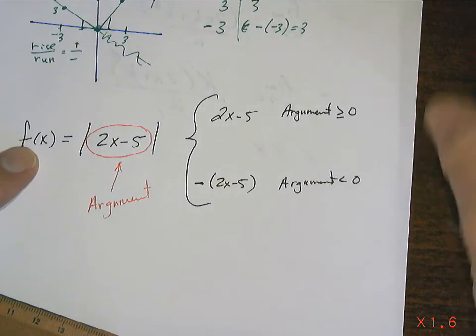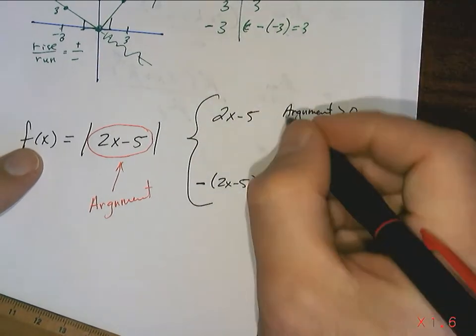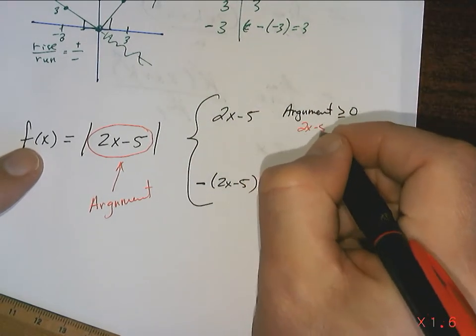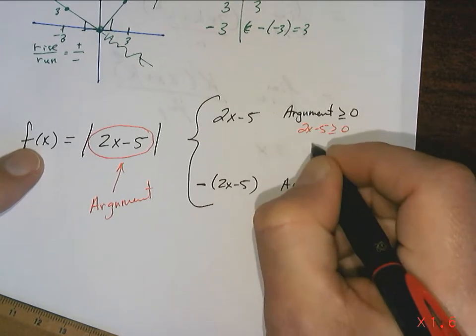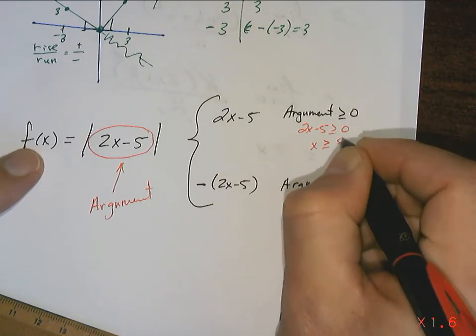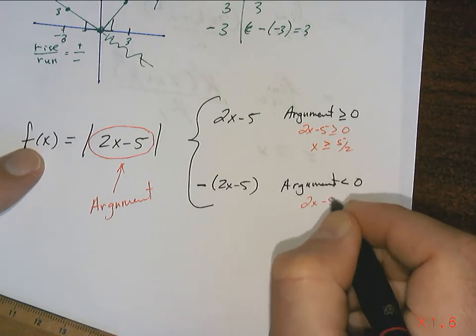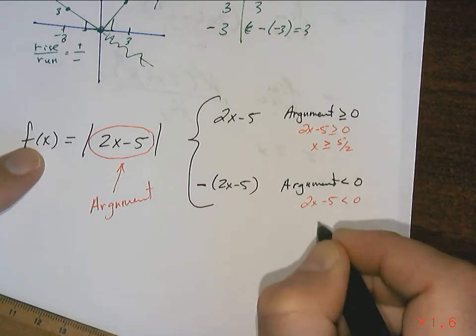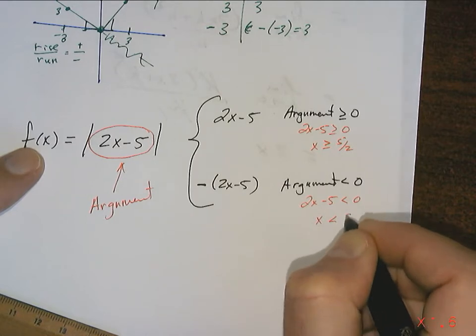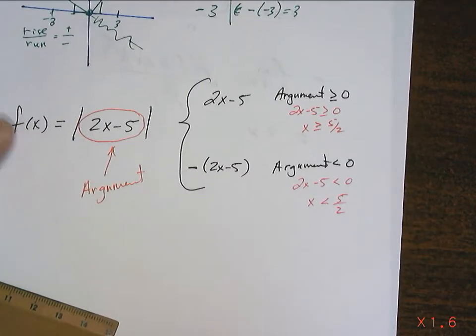But then you got to remember what the argument is. The argument in this case is 2x minus 5. So it's going to be x being greater than or equal to 5 over 2. And this one, the argument is 2x minus 5, so it's going to be for all values of x that are less than 5 over 2. So it's the 5 over 2 where things are going to get interesting.